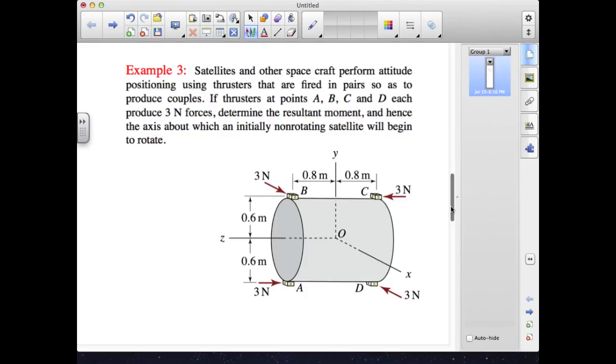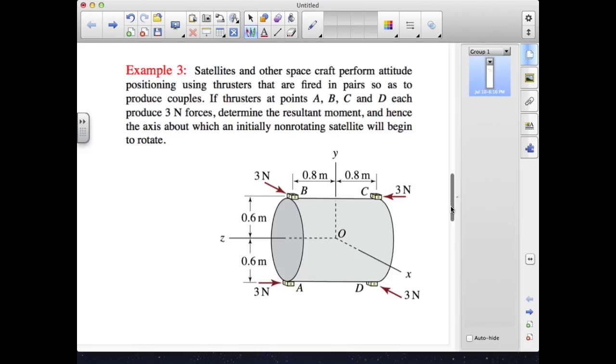Finally, in our last example, we consider a satellite using positioning thrusters to perform attitude adjustments. The problem states that thrusters are fired in pairs so as to produce couples. The pure moment loads from these thruster pairs will cause the satellite to rotate into a new orientation.